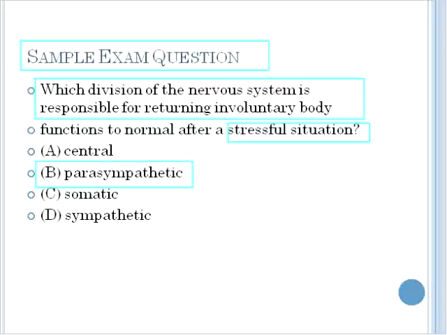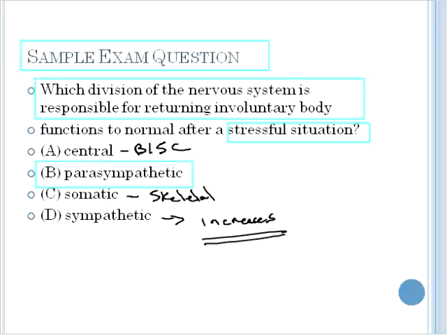The central nervous system, remember, is the brain and spinal cord. The somatic is the skeletal muscles. The sympathetic is the division that actually increases bodily responses. The parasympathetic is the one that allows you to return to normal.